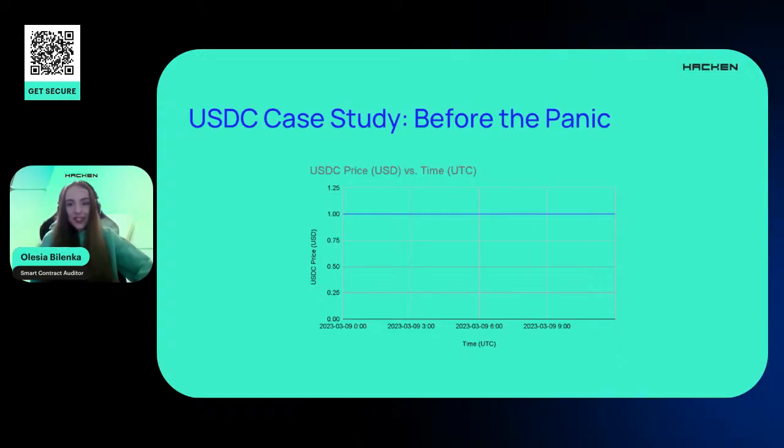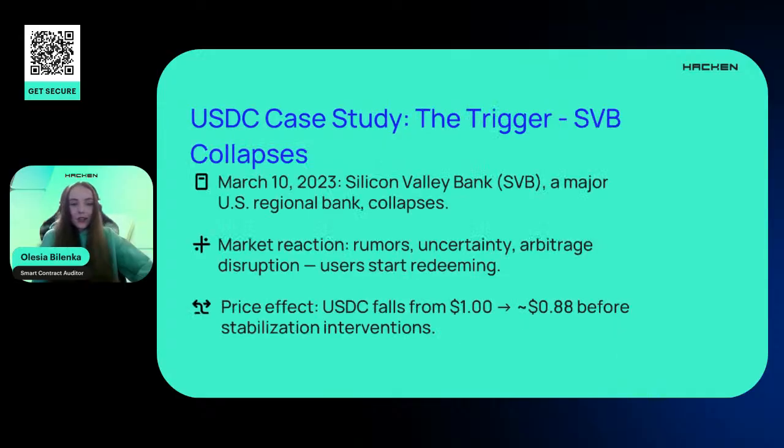Here, USDC is before the crisis. Price is stable at $1. Confidence is high. Redemptions are normal. So everything is good until something breaks outside the protocol. But on March 10th of 2023, Silicon Valley Bank collapses, and it was holding some of the Circle reserves.